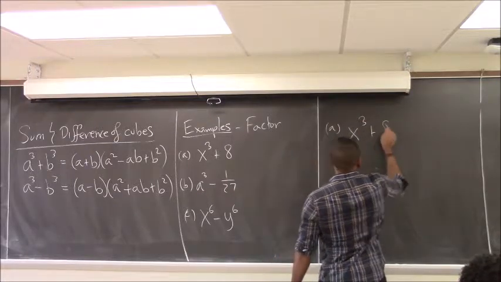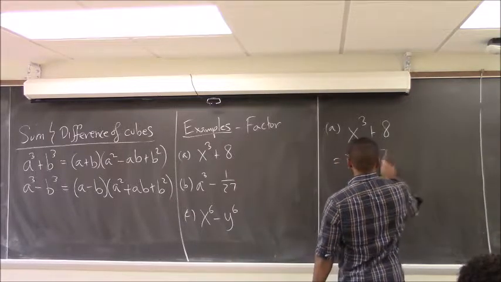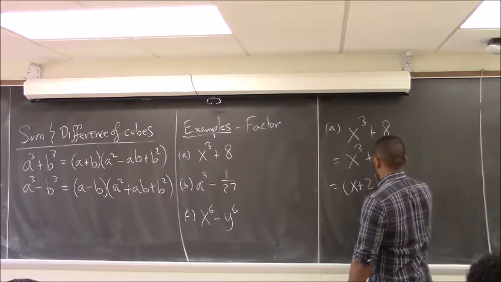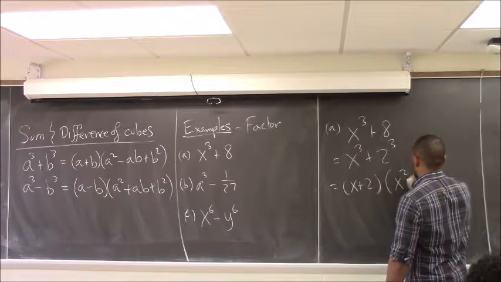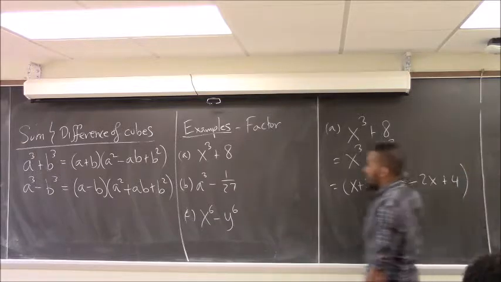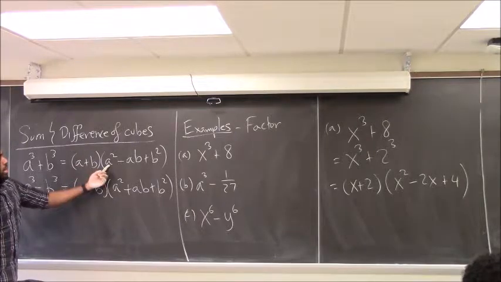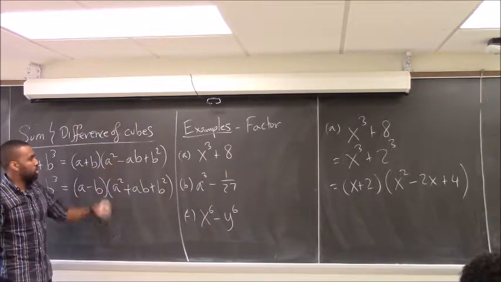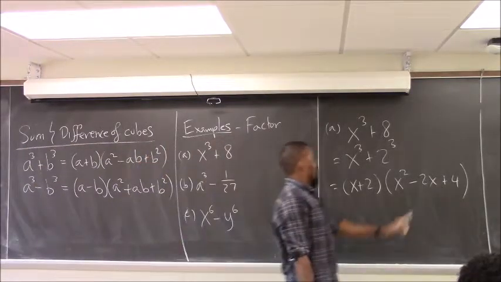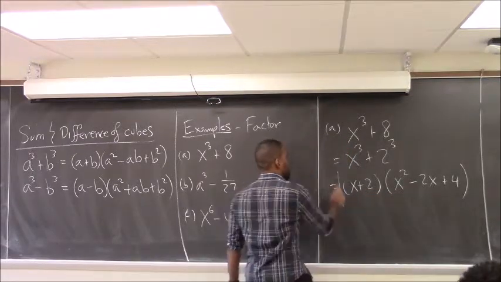What do you think about the x cubed plus 8? You can change that. Alright, this is x cubed plus 2 cubed. So what did that look like? x plus 2. I'm just taking the x like the a and the 2 like the b. So I have the x plus 2, times x squared minus 2 times x plus 2 squared. So that factors. This part will usually not factor any further, so let's not worry about that. That would be the answer.